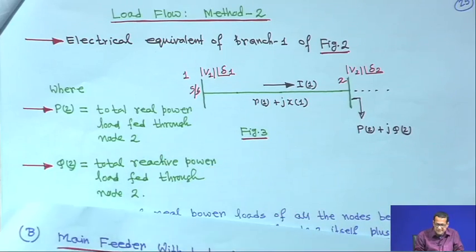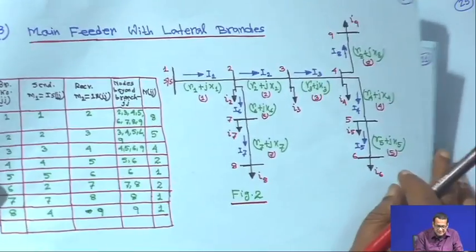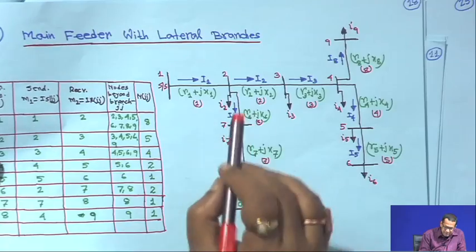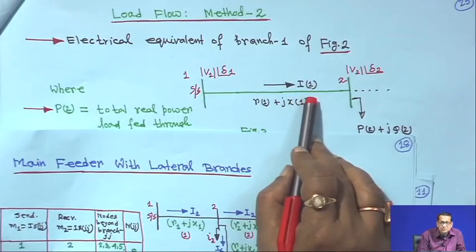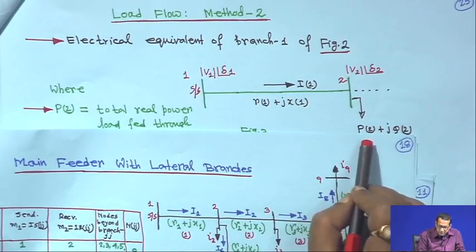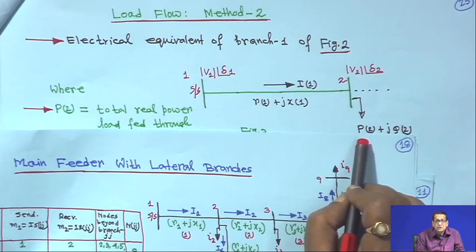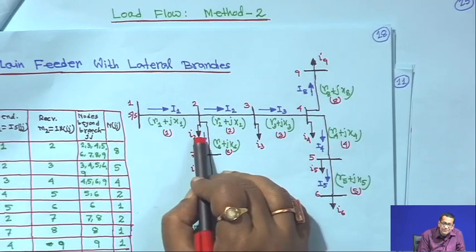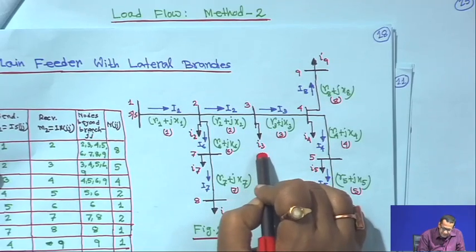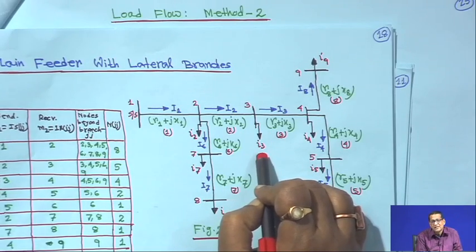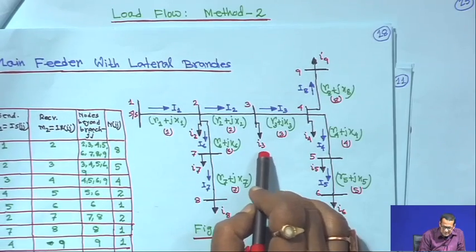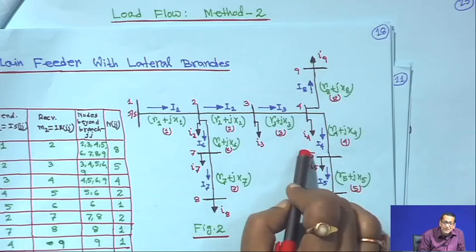Before coming to this explanation, I will come to what P2 and Q2 mean. If you see this is branch 1, then what will be P2? P2 will be the total real power load fed through this node 2. That means P2 will be the load of this branch. Here I am showing I2 current, but everywhere load is there, PL2 plus JQL2, then PL3 plus JQL3, which I showed earlier in the main feeder diagram. Here space is a problem, it will become clumsy, so I have just written it, but it is all load: PL3, QL3, PL4, QL4.